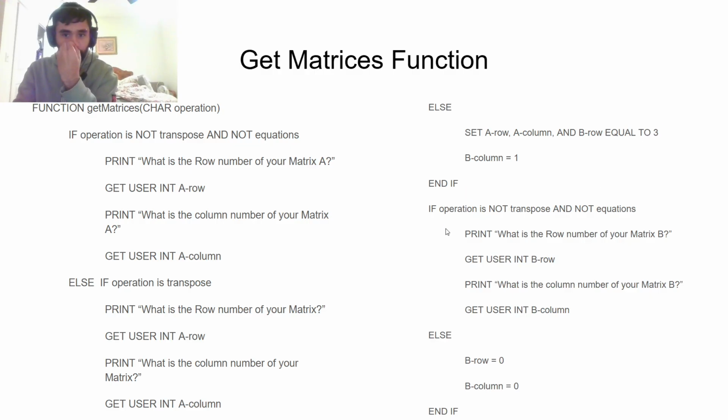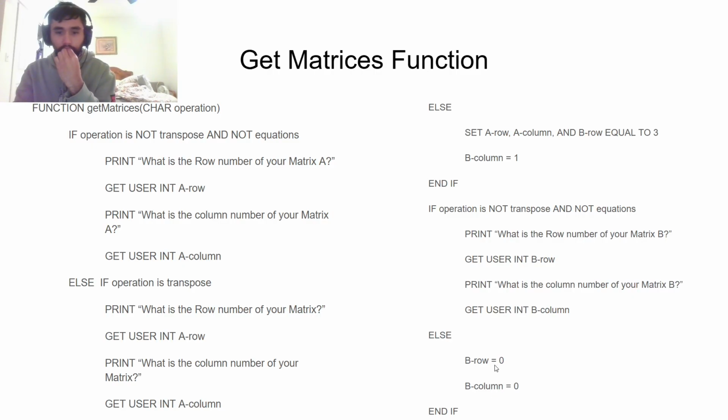And then it'll end the if, and then this condition checks if it's not transposing or equations, because again, for equations, you don't need to ask this. It's 3 by 1. And then for this part, not transpose, you don't have matrix B when you're transposing only one matrix. And else, it'll set your B row and B column to 0.